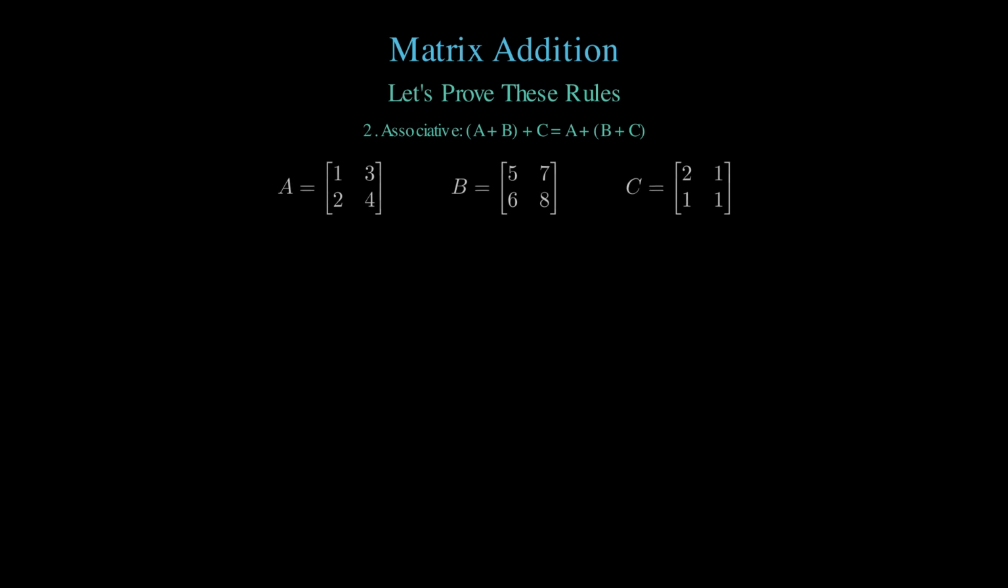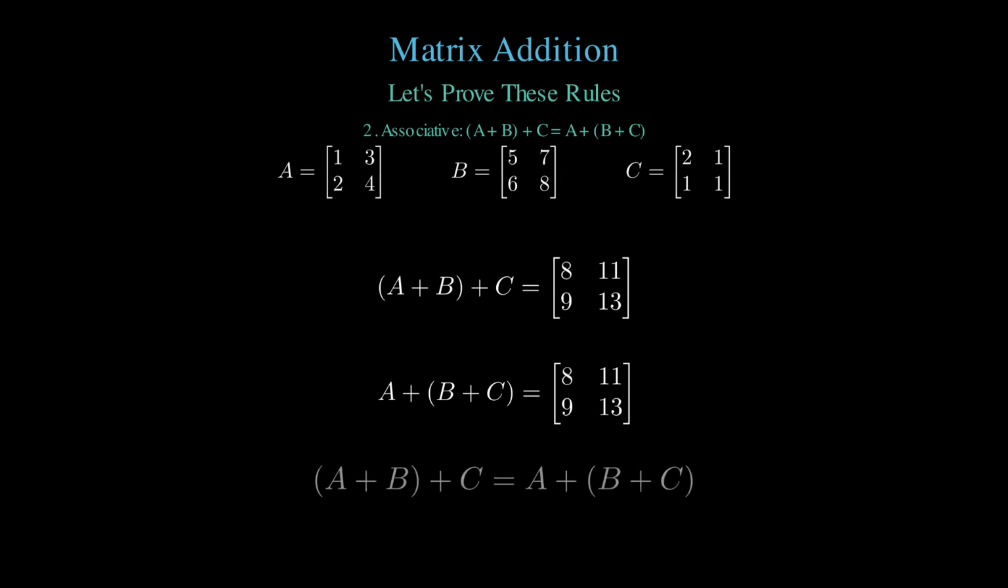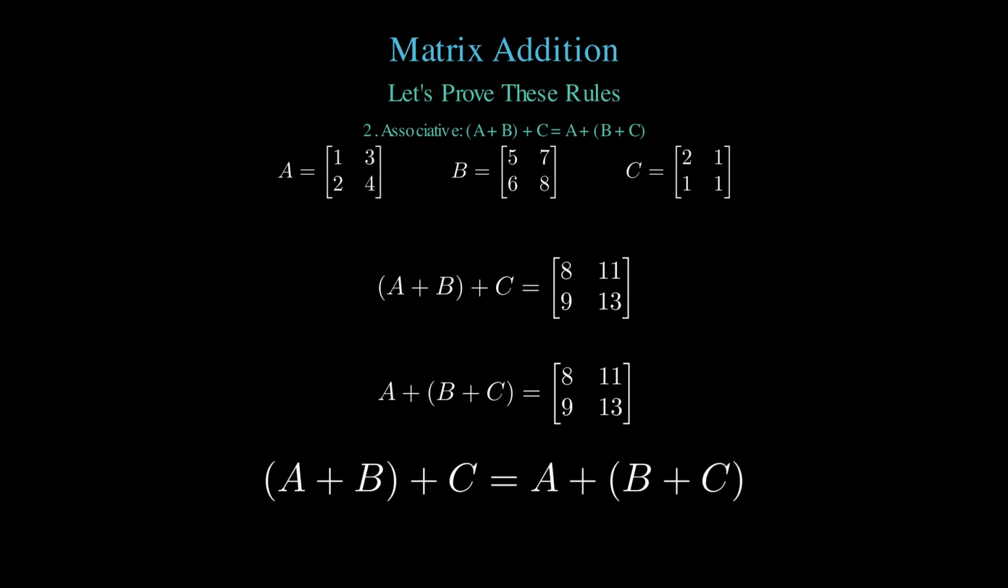Now let's look at matrices A, B, and C together. First, we add A and B, then add C. This gives us the left-hand side. Next, we add B and C first, then add A. This gives us the right-hand side. Since both results are the same, we have proved the associative property.